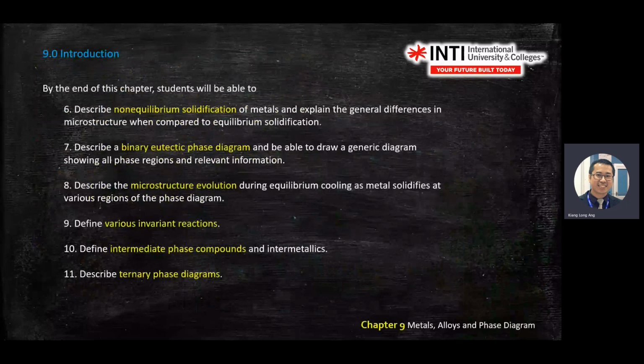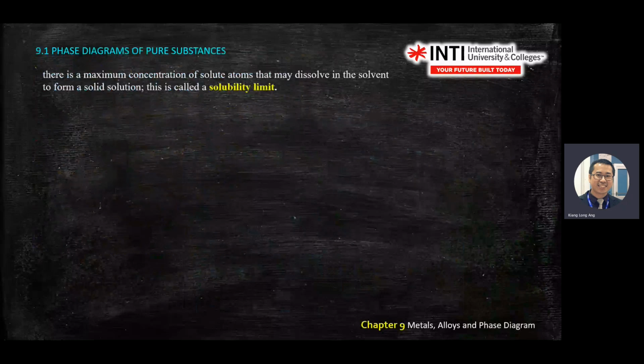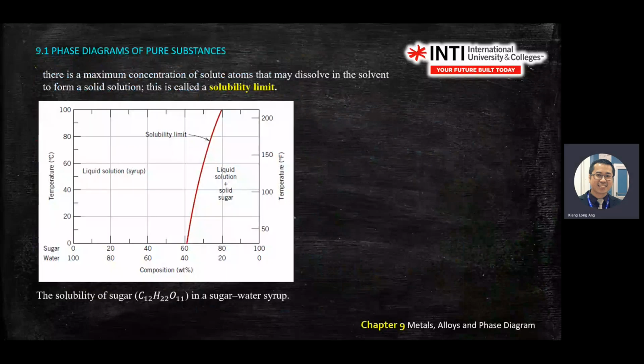All right, so we start with a very simple pure substance. This will be the first graph that you see. Of course, I won't use this graph in your test, but it's a good start. So what does this graph tell you? How do you read this graph? The y-axis is the temperature, the x-axis is the composition.